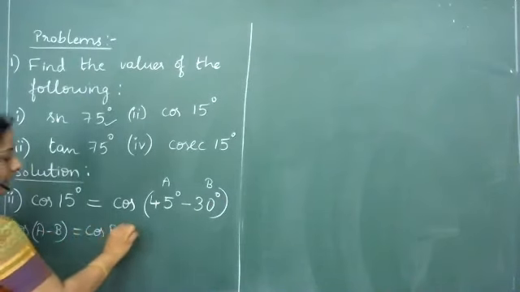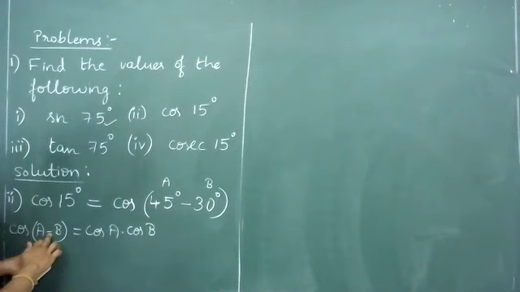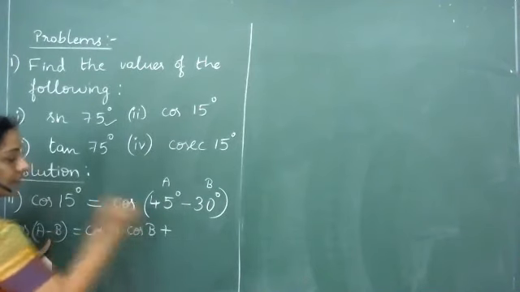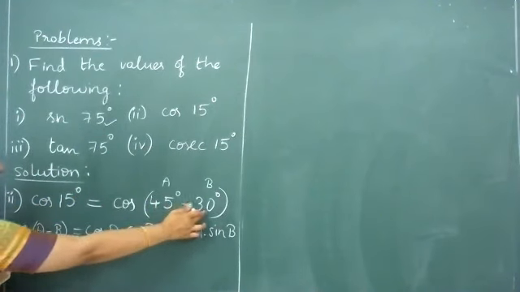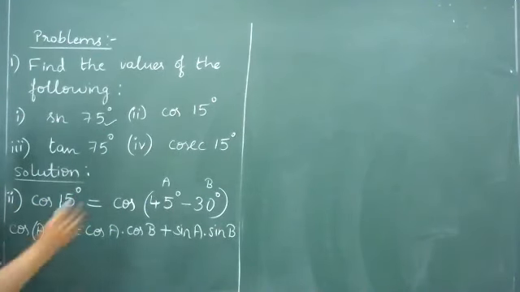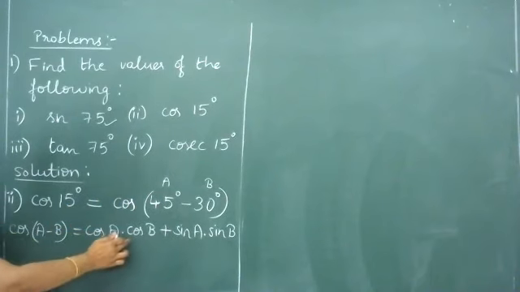Remember, when you are having cosine of difference of two angles, then here in the RHS, that is the formula expansion, you will be having the sum of two terms: cos A into cos B plus sin A multiplied by sin B. And here we are having A equal to 45 degrees, B is equal to 30 degrees. The same we will be applying in the above formula.